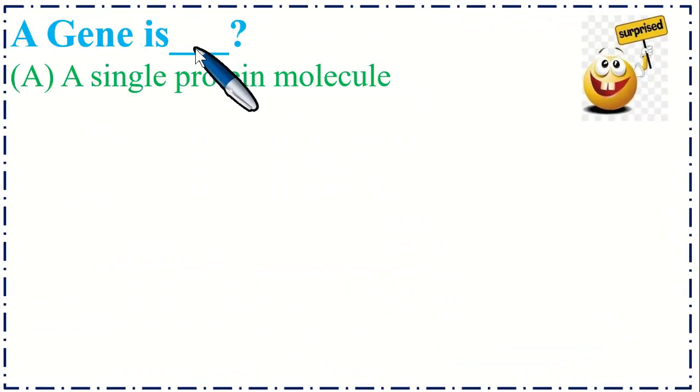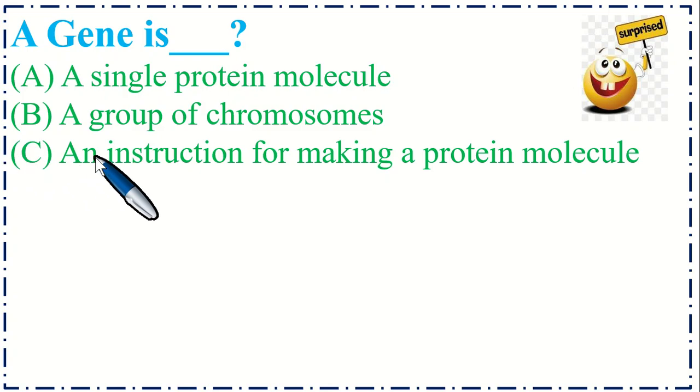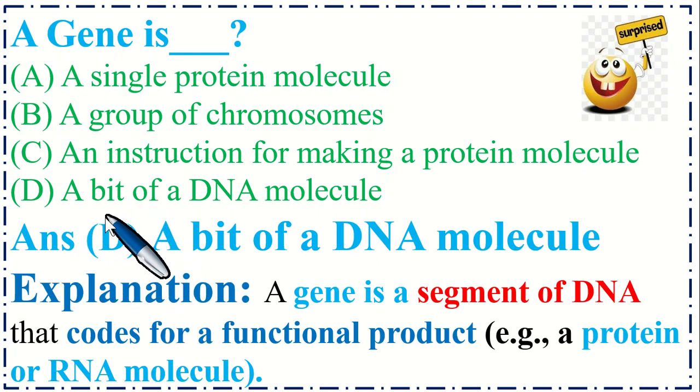A gene is a dash. Option A, single protein molecule, B, a group of chromosomes, C, an instruction for making a protein molecule, and option D, a bit of DNA molecule. So the correct option is D, a bit of DNA molecule. A gene is a segment of DNA that codes for a functional product, for example, a protein or RNA molecule.